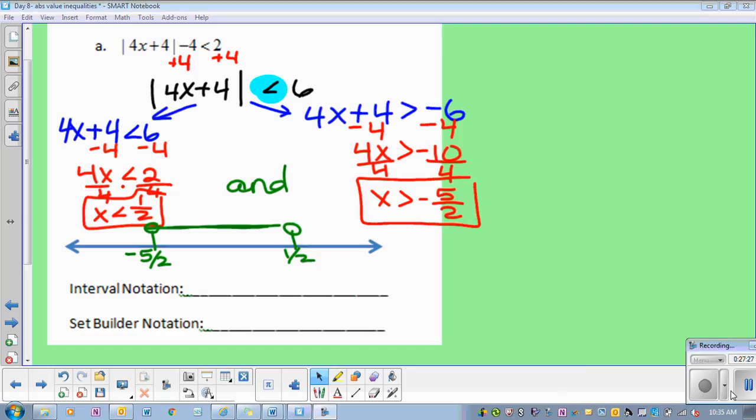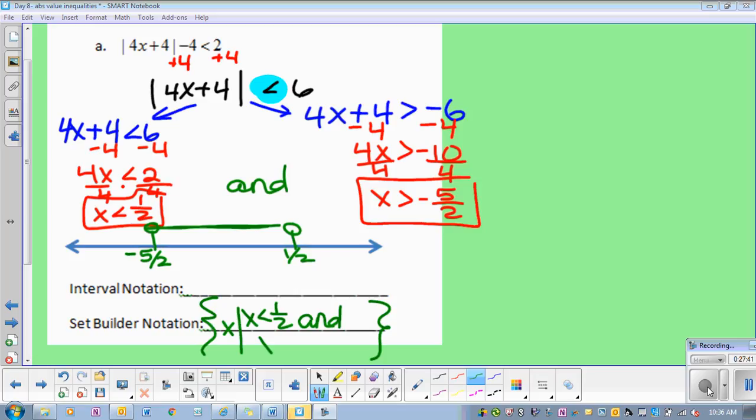Alright, so the set builder notation for this guy, X bar, and then your two answers. X is less than 1/2 and X is greater than negative 5/2. I really don't care about the order as long as you guys have the right solutions and the and or, okay? Interval notation. Guys, am I going to have parentheses here? No. Good. So what number does this graph start at?